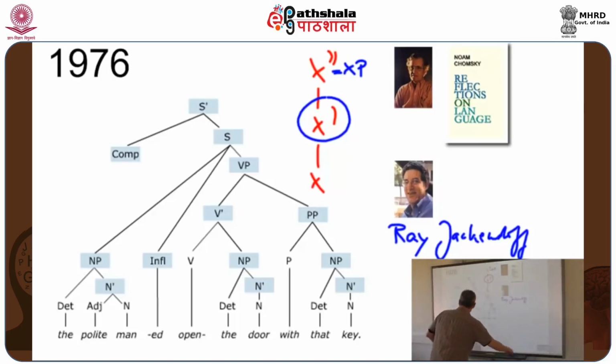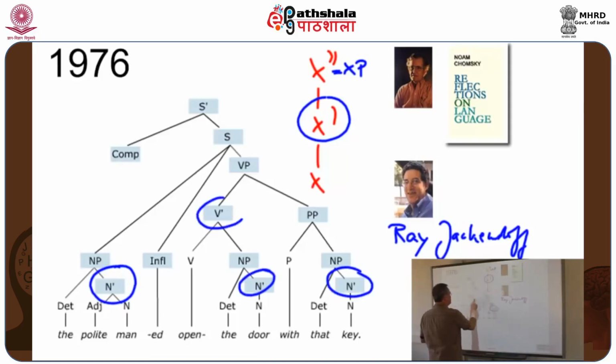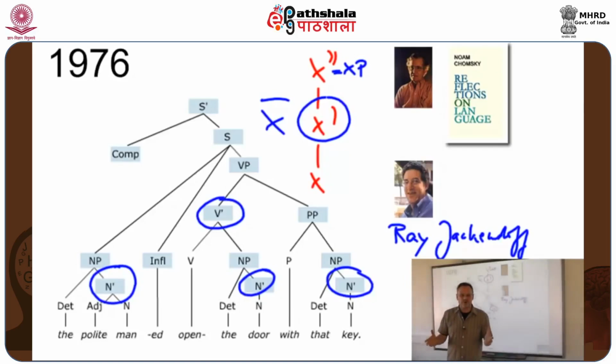So here we have such an intermediate category. Here is another one, here is one, and here is one. Verb bar. These intermediate categories are represented either by means of a real bar on top, or for reasons of simplicity, especially if you want to write these symbols, by means of an apostrophe. They filled the gap between phrasal and lexical categories. The resulting phrase structure system has been called X-bar syntax henceforth.